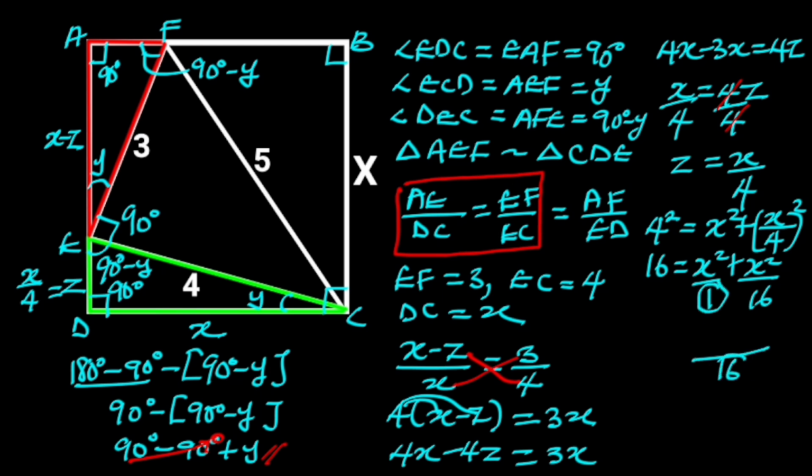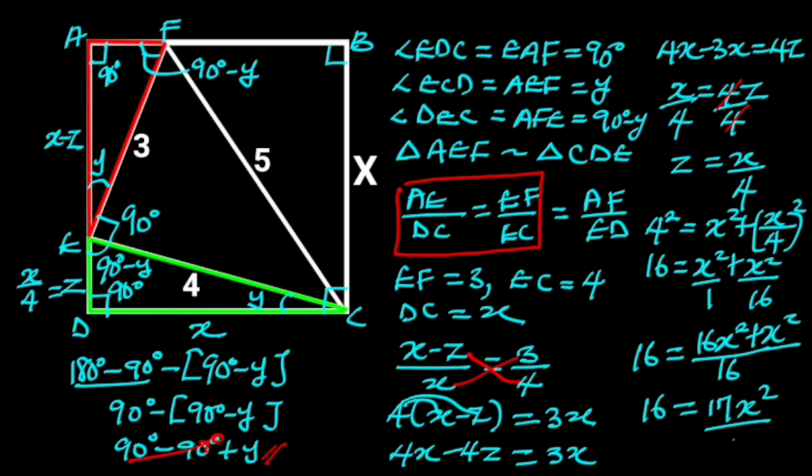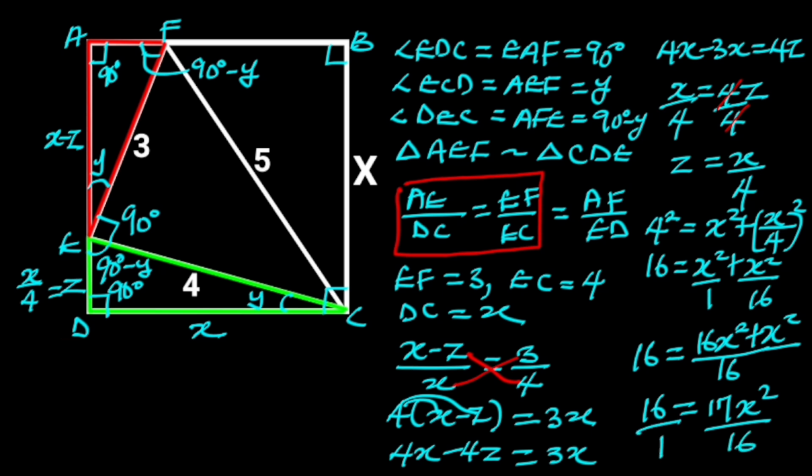1 into 16 is 16. 16 times x squared is 16x squared. 16 into 16 is 1, 1 times x squared is x squared. So, we have 16 is equal to 17x squared over 16. By cross multiplication, we will have 256 is equal to 17x squared.